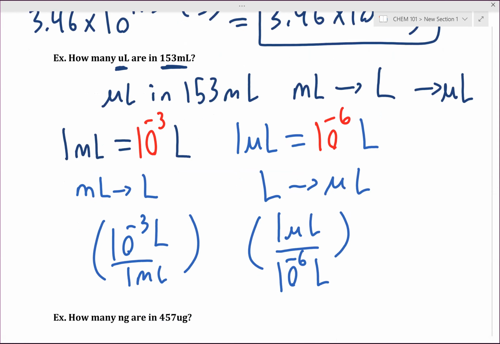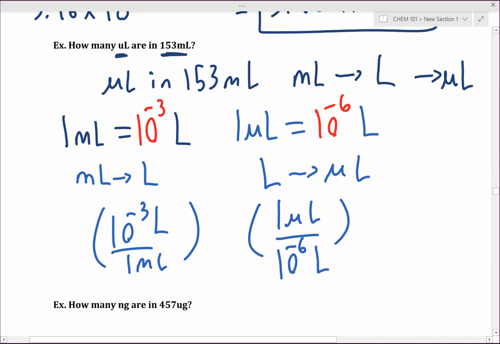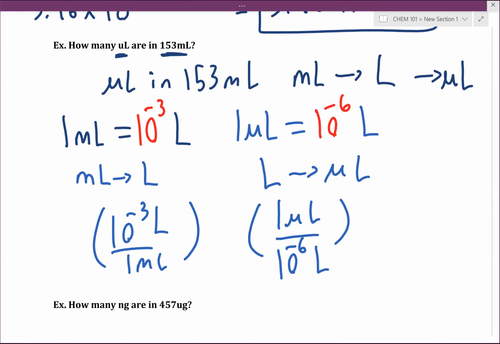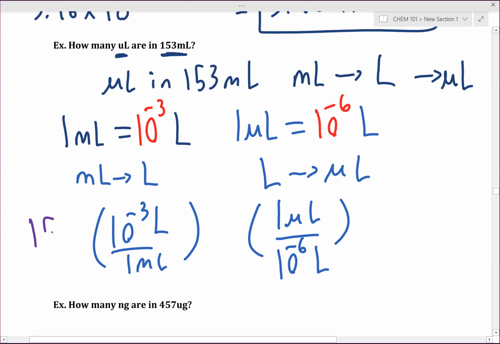And now all we have to do is take our original number and plug it in. So we have 153 milliliters. Milliliters cancel, liters cancel. And I'll showcase how to do this in your calculator. Allow me to tab to the document panel. Okay, so first and foremost, we are starting with 153. So I enter 153. Everyone have that entered into their calculator?